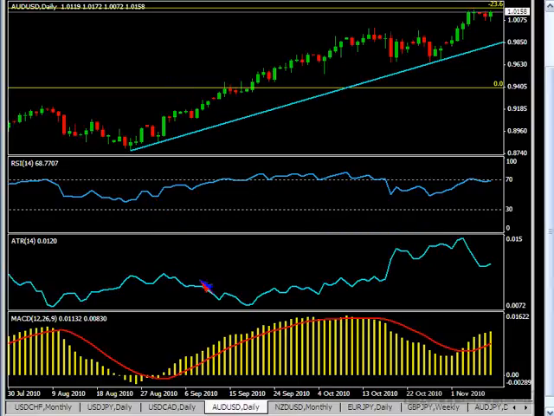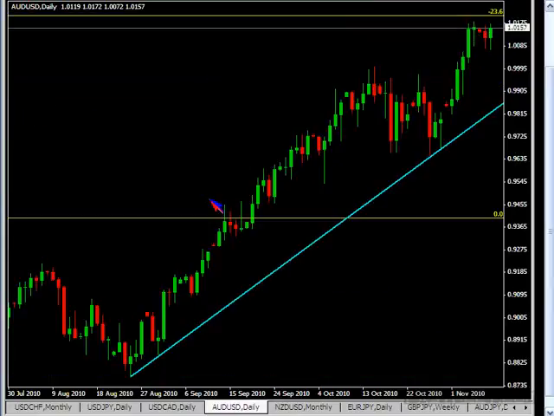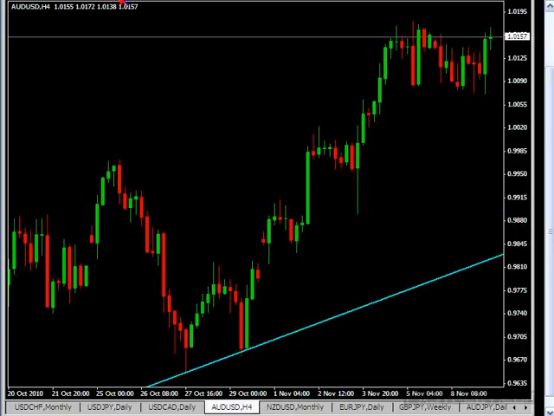Once we identify the trends, what do we do? This is what we do. We go to a smaller term time frame. I took away all the other indicators, by the way, and we go to a smaller term time frame. How small? Well, it really depends on our trading style.